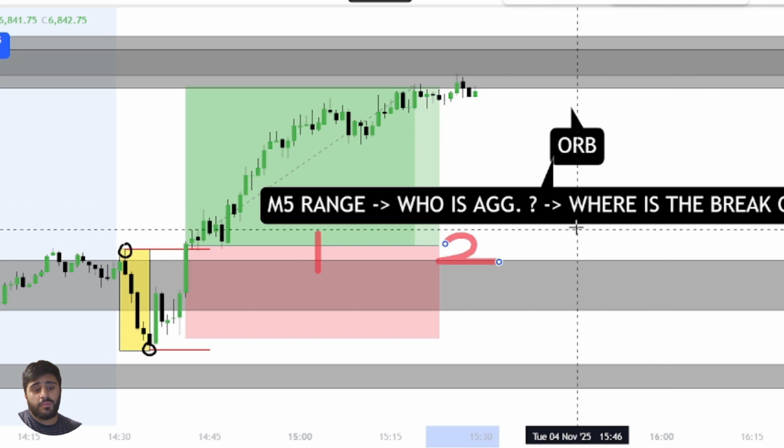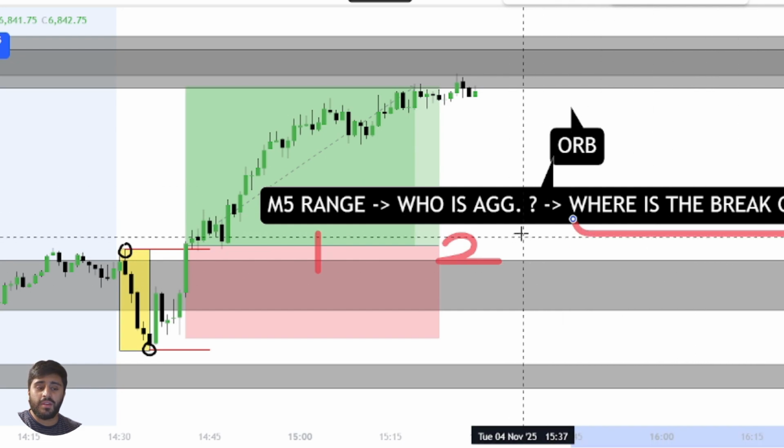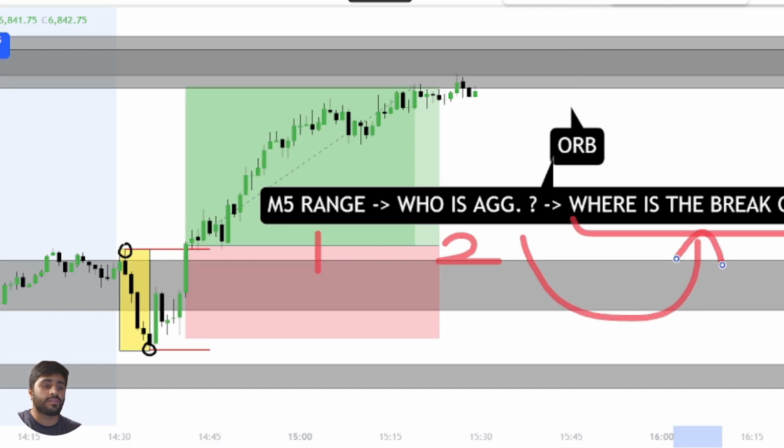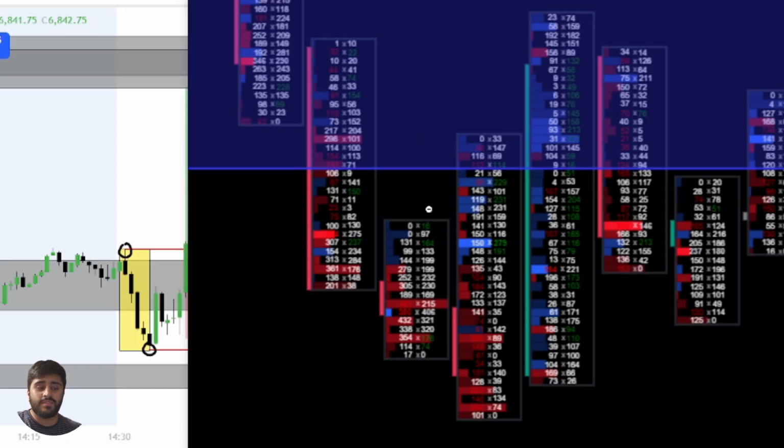And step 3, you need to be patient to wait for the breakout, and you need to wait for an educated breakout. So what do I mean by educated breakout is this. An educated breakout will look something like this. You want to see aggressive sellers failing.